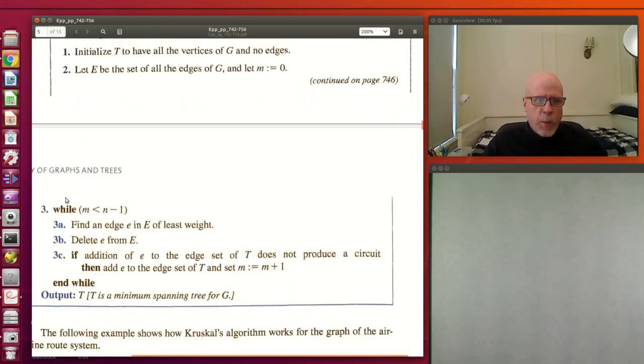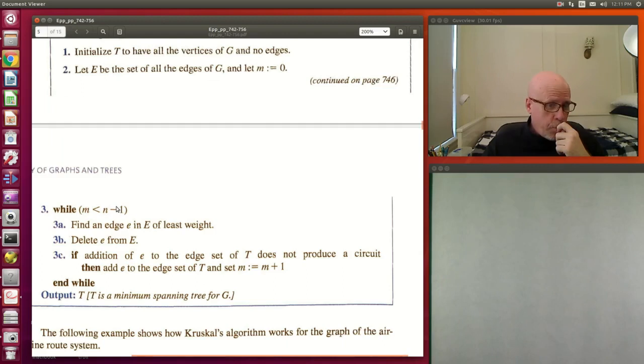And here's the loop. Here's what we do. While M is less than n minus 1, which is the number of edges in the tree, so long as you haven't gotten to n minus 1, do this. Find an edge in E that has the least weight. Delete that edge from E because you're not going to add it in twice. And then if the addition of that edge to the edge set of T does not produce a circuit, then add it to the edge set of T. Now we bump up M, set M to M plus 1, and then we are at the end of that little loop.